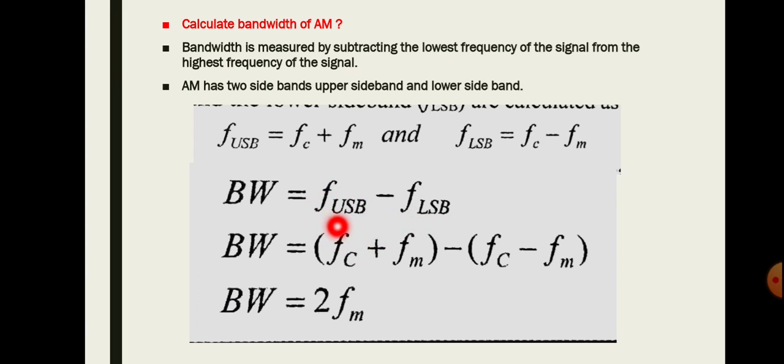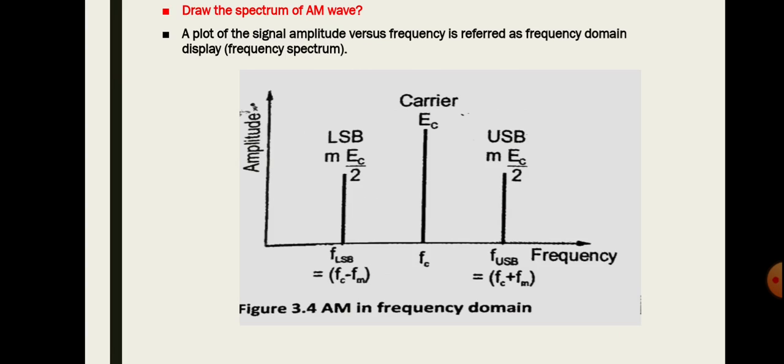We can substitute Fc plus Fm for FUSB, and Fc minus Fm for FLSB. When we subtract these terms, the two Fc terms cancel out and finally we get bandwidth equal to 2Fm. It is an important relation and it will be useful for solving problems. So in the case of an amplitude modulated wave, the bandwidth is 2 times the frequency of the modulating signal. That is, bandwidth equals 2Fm.